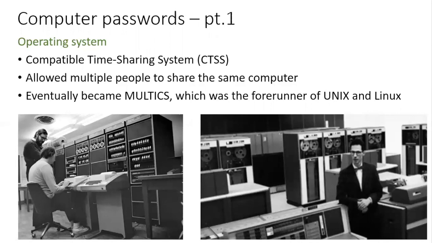The operating system was known as a compatible time-sharing system, CTSS, and effectively it did exactly what you would expect a modern-day operating system to do. It allowed multiple people to share the same computer, multiple users to log in. So a user logs in, they run a particular process, they're able to log out, the process continues, another user logs in, and they're similarly able to run a process. Hugely more efficient than the original pre-operating system.